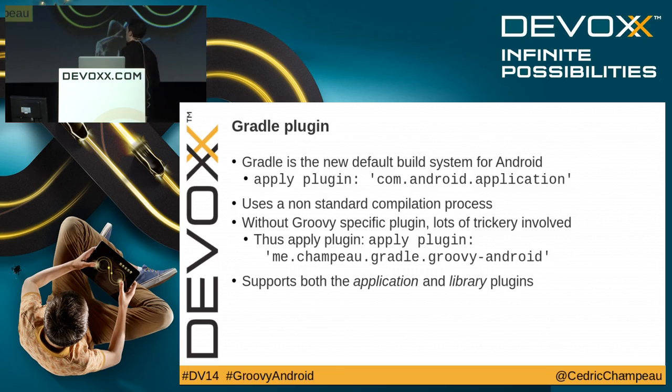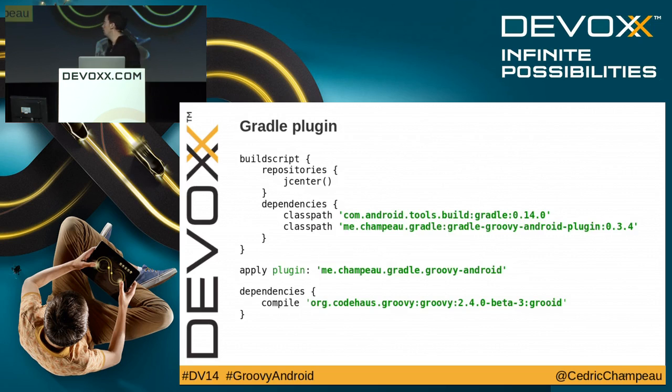So what does it look like in real life? Well, your Gradle build would be quite simple. You just add the plugin to the classpath, apply the plugin, and then add the Groovy version and the Groovy classifier. And you're ready to go using Groovy.